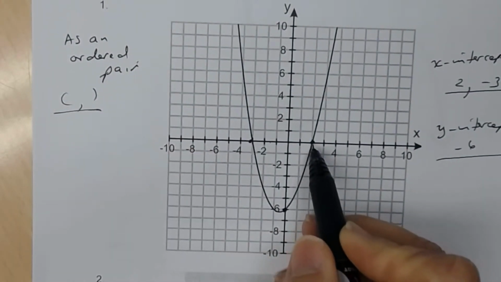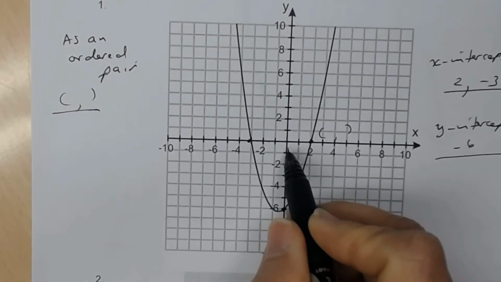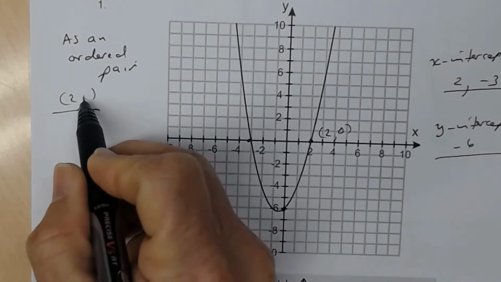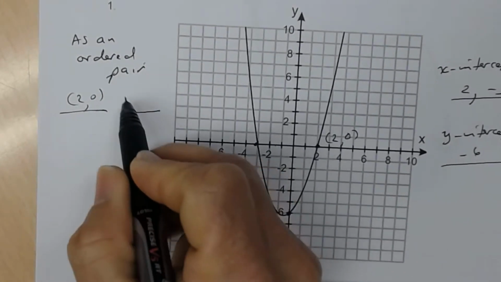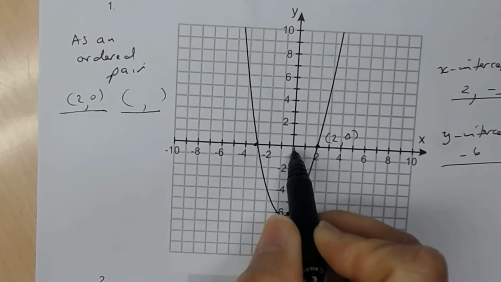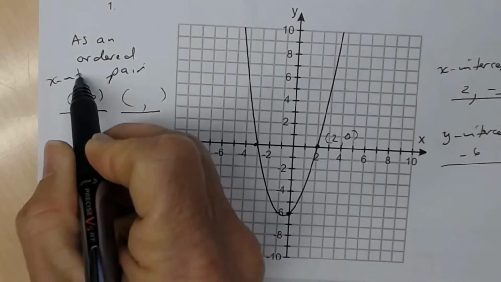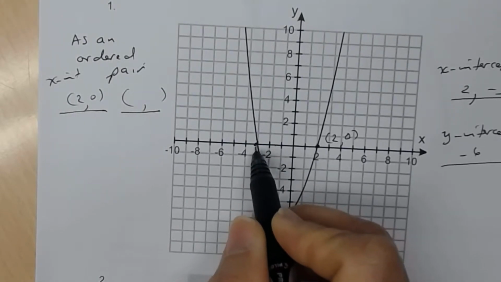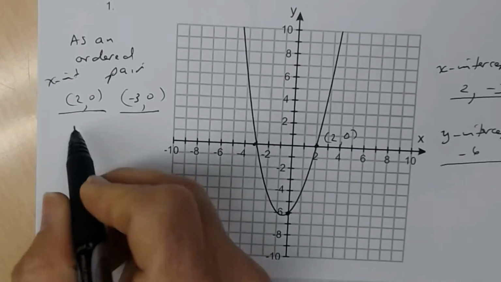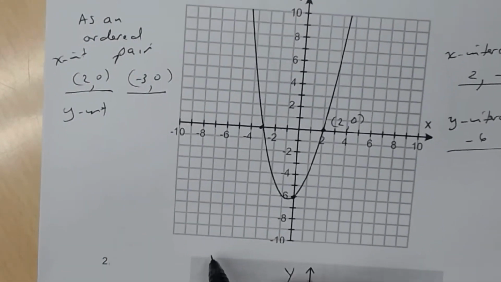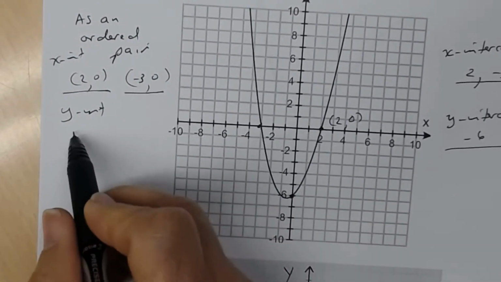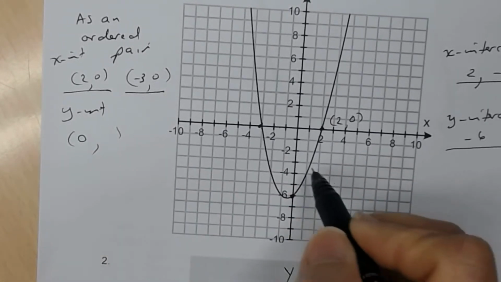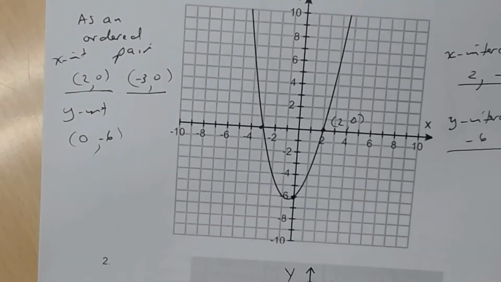So over here, to do that, it's a good idea to label. Here, I went to the right 2 units, and remember your y-coordinate is 0. So 2, 0. And then the other one, so that's going to be your x-intercepts. Here I went to the left 3 units, then go up and down, so that means your y-coordinate is 0. So -3, 0. Your y-intercept, in this case, as an ordered pair: you're going straight down, so that means your x-coordinate is 0, and then your y-coordinate here is -6.